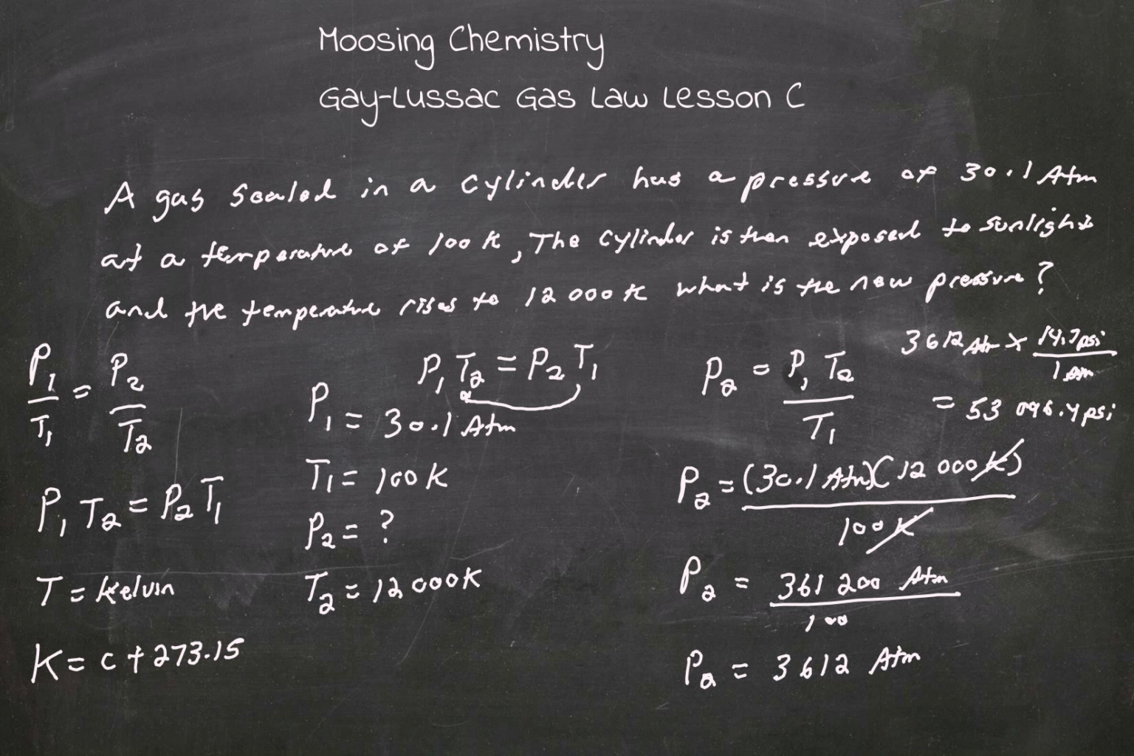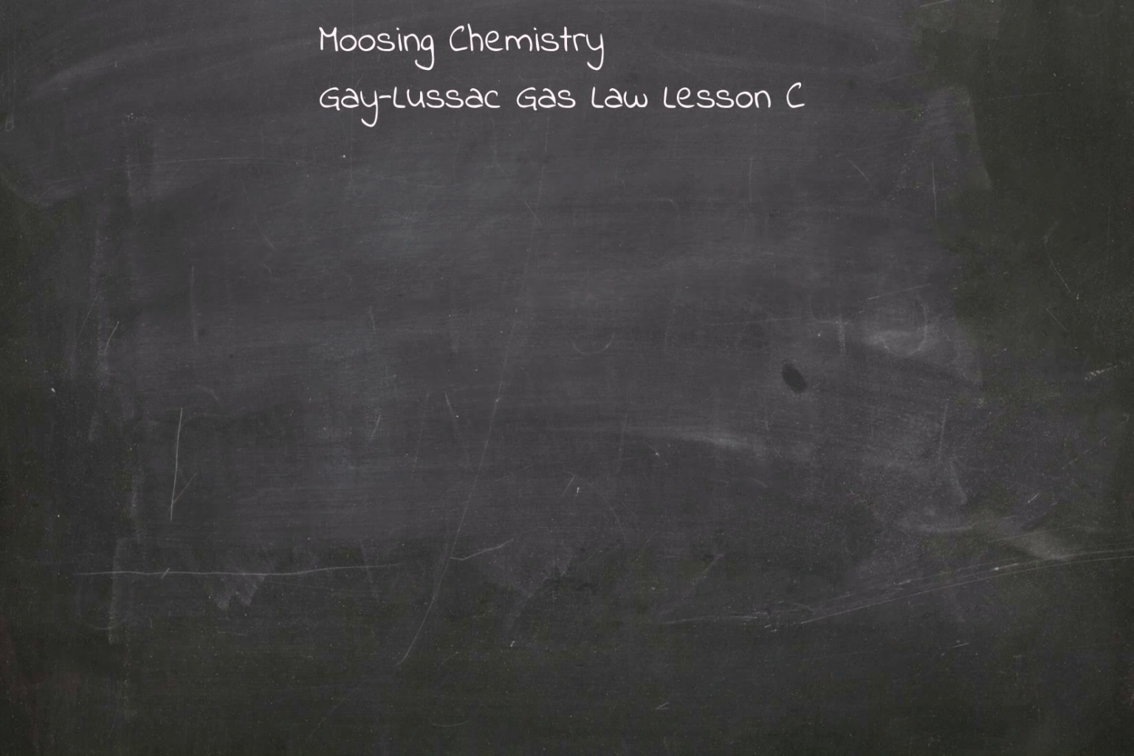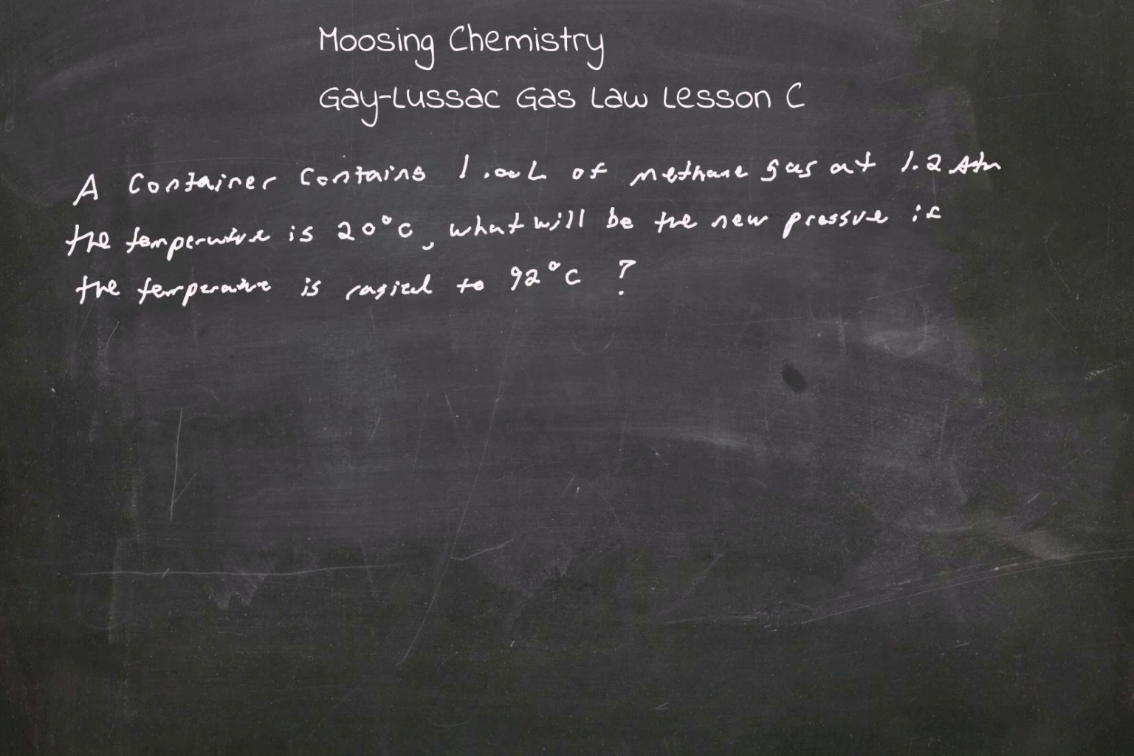All right, let's look at our second problem here. So let's go and clear the drawings of this one, and we're going to write our second problem. Okay, a container contains 1 liter of methane gas at 1.2 atmospheres. The temperature is 20 degrees Celsius. What will the new pressure be if the temperature is raised to 92 degrees Celsius?